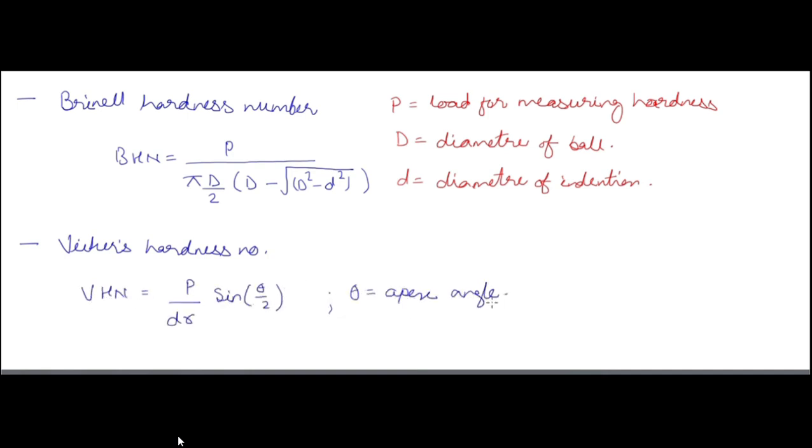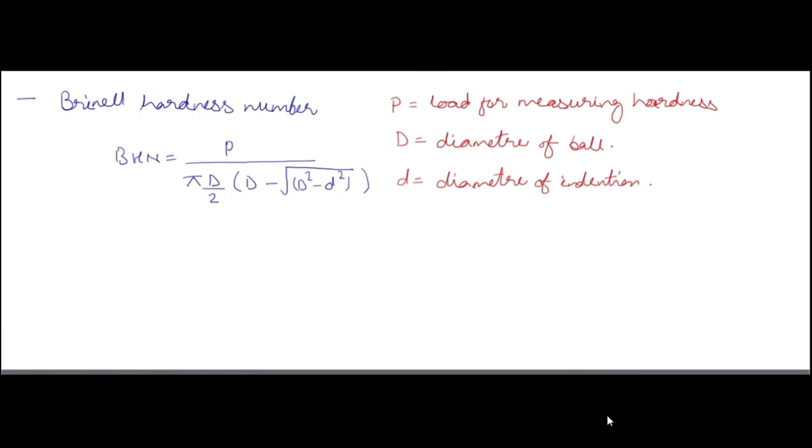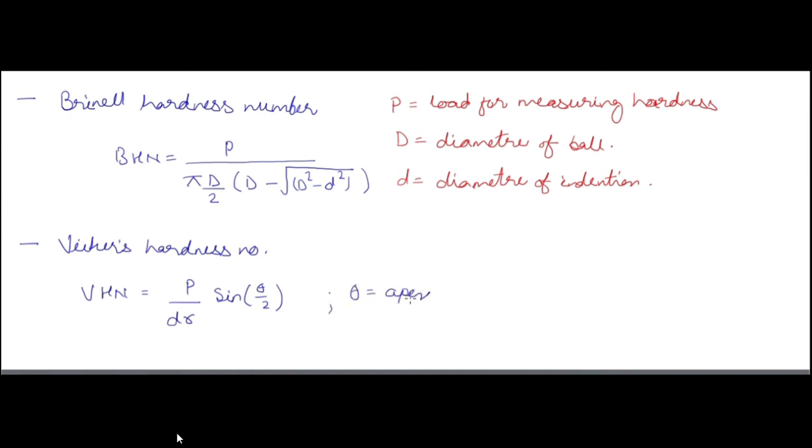So Brinell hardness number BHN is equal to P by (pi D by 2) into (D minus under root of D square minus small d square). Okay, and Vickers hardness number VHN is equal to P by (small d into small r) into sine theta by 2, where theta is the apex angle. Okay, P is the load for measuring hardness, D is the diameter of the ball, and small d is the diameter of the indentation. Okay, and small r is the radius of the indentation.